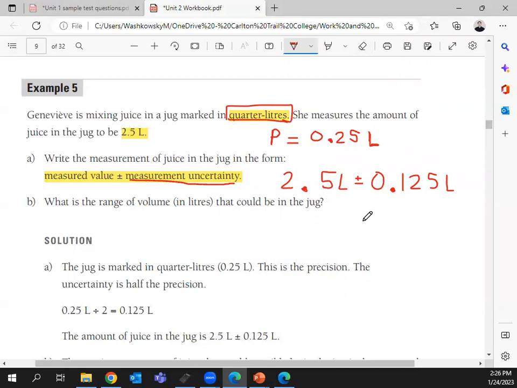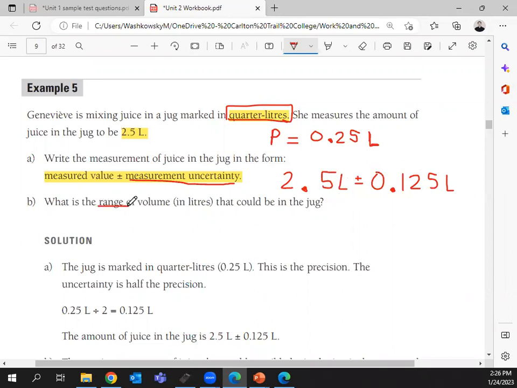So that's what this is. What they're saying here is that, hey, I have a jug, it's filled with juice and it's about 2.5 liters, but it's really hard for me to tell, right? If you ever tried to fill something up exactly, and you're trying to tell, like, is that directly on the line? Is it above? Is it under? That's what she's doing here. So this is her margin of error.